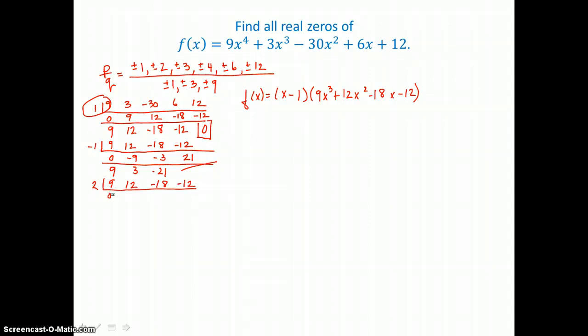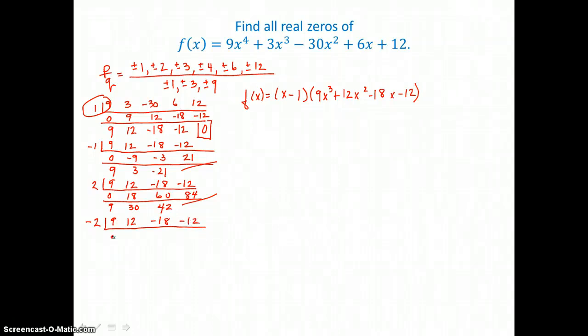So put down that 0 and add, multiply, add, multiply, add, let's see, subtracting, looks like 42, and multiply. I'm going to get 84, and I'm not going to get a remainder of 0. So I'll try negative 2 now through those coefficients: 9, 12, negative 18, and negative 12.